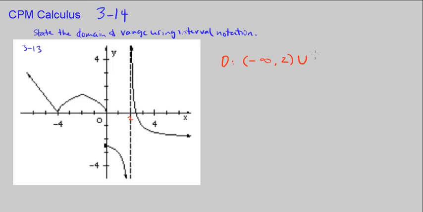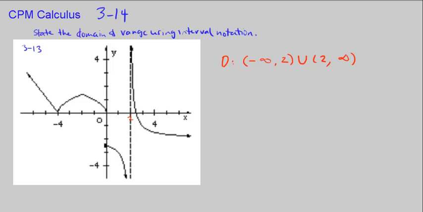So the union with 2, comma, and we have values here, here, here, and forever to the right. So the domain in interval notation is from negative infinity to 2, union 2 to infinity. Okay, so now let's look at the range.